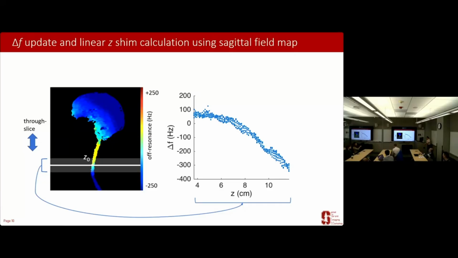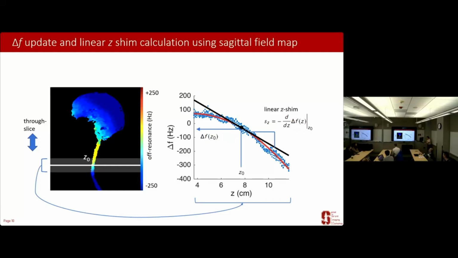We then fit a quadratic curve to these values. The slope of the tangent is the linear Z shim we need to compensate. We also update the delta F shim using the off-resonance values found here. And the entire shimming calculation is done via a MATLAB executable that we install on the scanner. The calculation takes about 2 minutes, and I'll show you the shimming procedure tomorrow at the scanner.